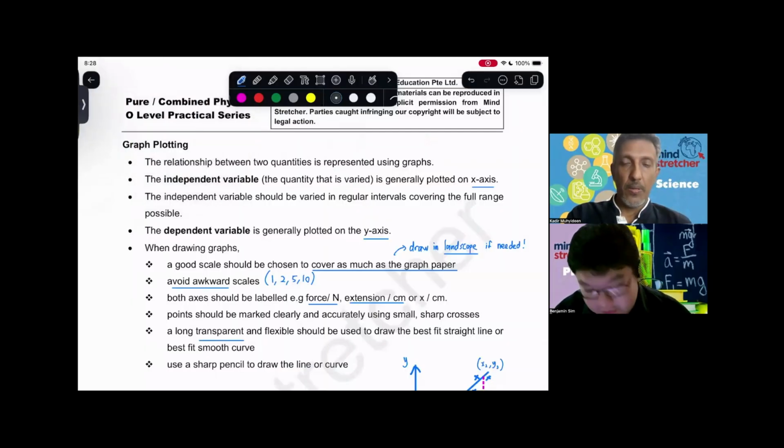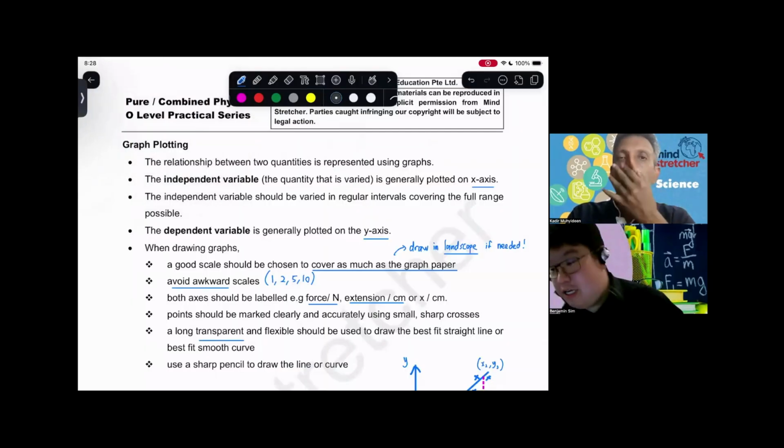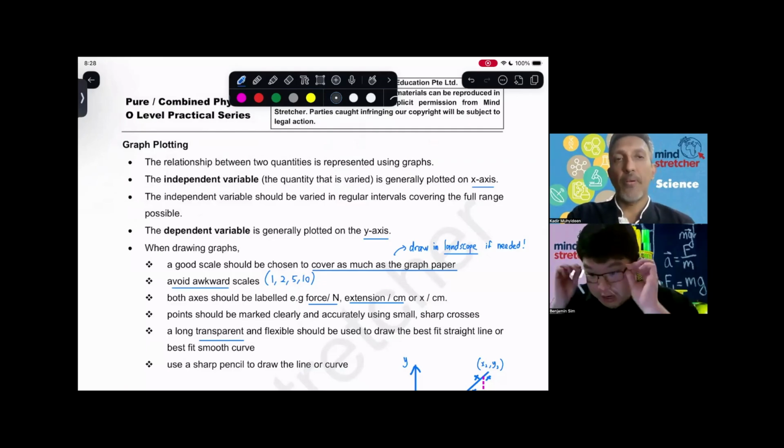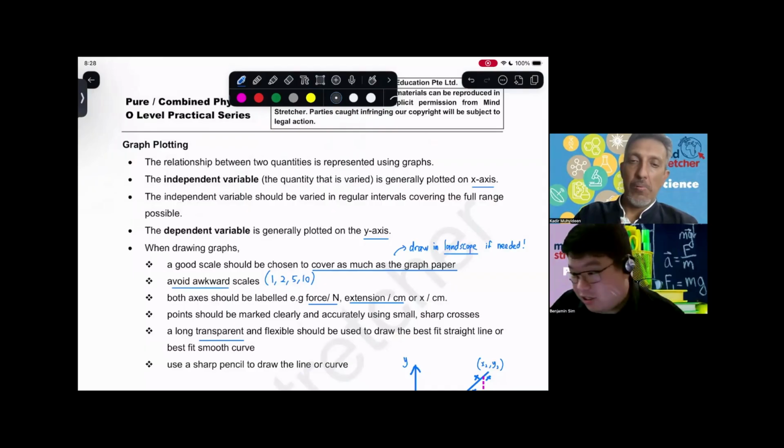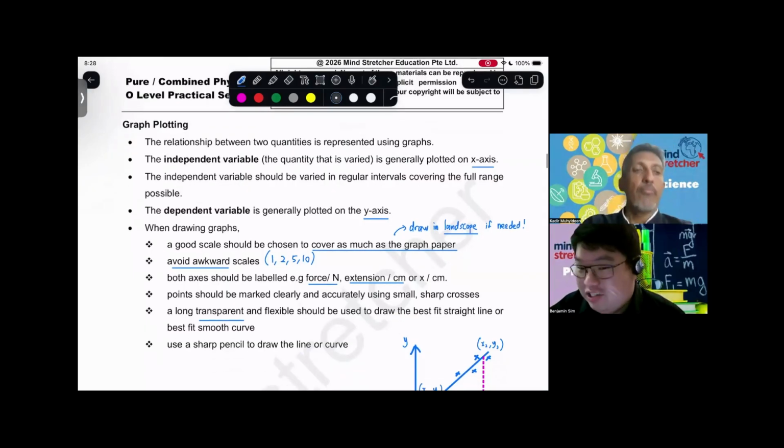All right, so I will be going through the graph plotting section with all of you today. This part is going to be pretty important, as Teacher Kadir mentioned just now. It's going to be very important, so please pay very close attention.